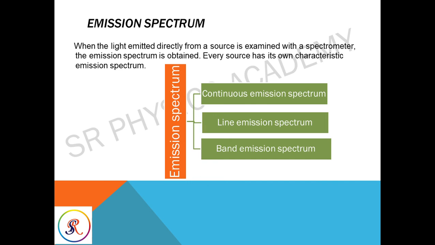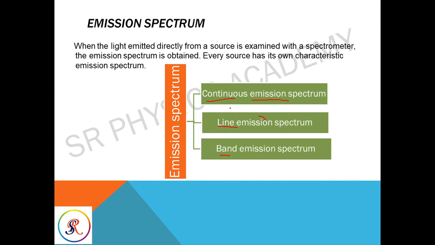Why are we studying the continuous emission spectrum, line emission spectrum, and band emission spectrum? These are all the types of emission spectrum. The words are the same: continuous, line and band. There we studied continuous absorption spectrum, line absorption spectrum, band absorption spectrum. Instead of absorption, we have written emission here. So the types are different, and we use them for different purposes.